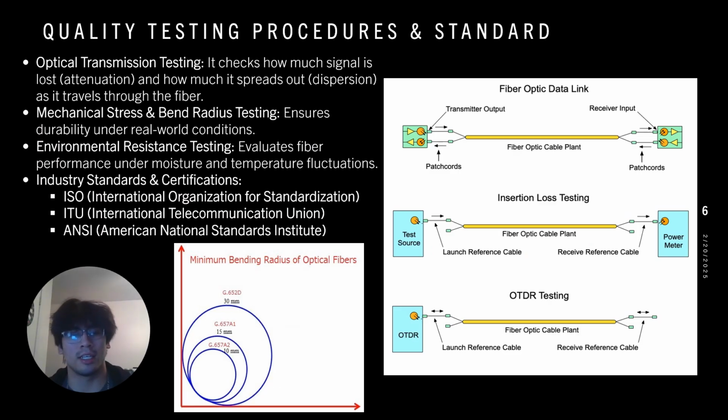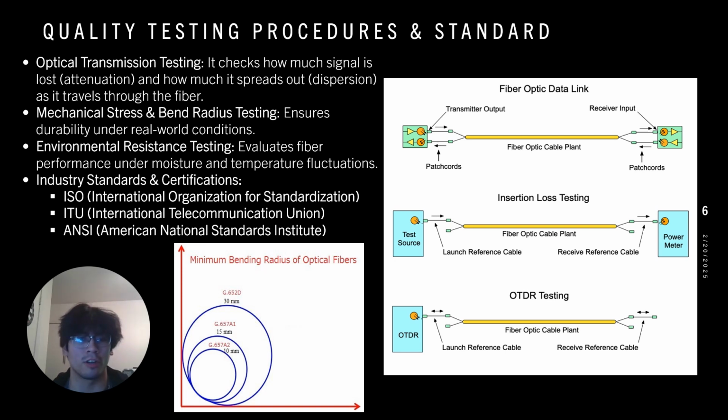Now, after the fiber optics has gone through its manufacturing phase and has received its UV coating, it's gotten spooled up, all that good stuff, it goes through a quality test and procedure standard. And it goes specifically through an optical transmission testing, a process that measures the degradation of a light signal as it travels through an optic cable. The way it does this is it checks how much signal is lost, attenuation, and how much it spreads out, dispersion, as it travels through the fiber.